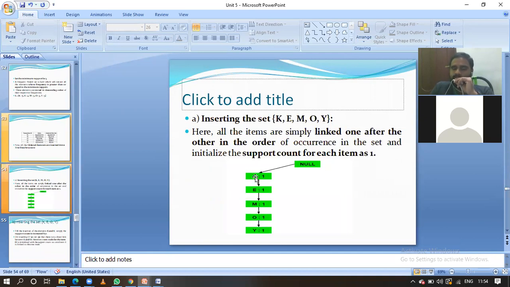Here we have to place the support also, guys. K, how many times has it come till now? One time. E, how many times has it come till now? One time. M, how many times did it come? And O, and Y? We have written this in the tree like structure. We have added all these items. Now insertion is over and the support count is also placed. That is the description here. Clear?